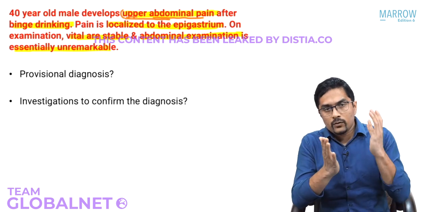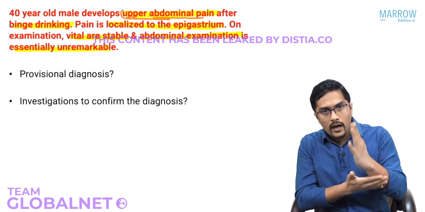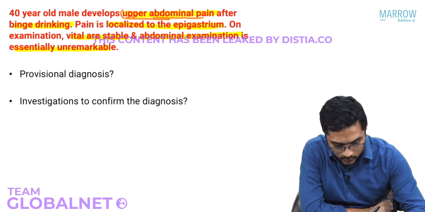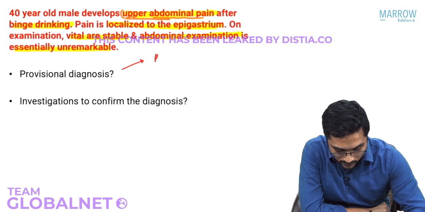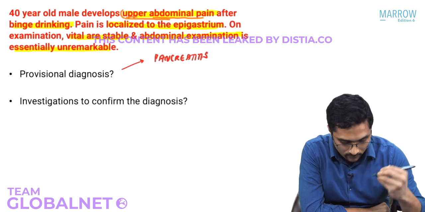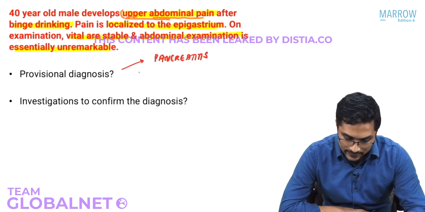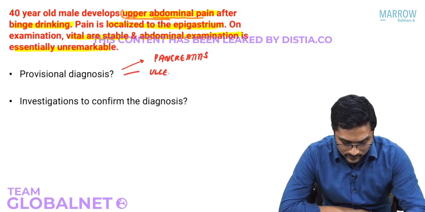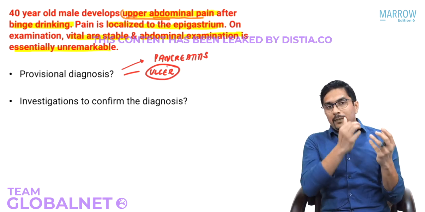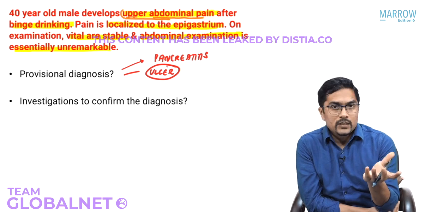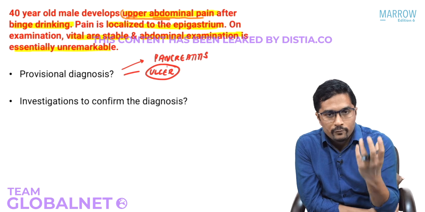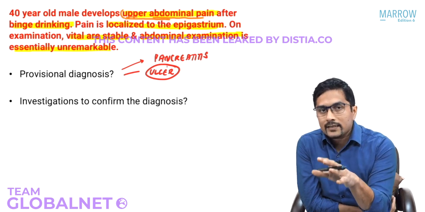What do you think? So you have a patient who's been drinking, with upper abdominal pain, epigastric pain. What all would you think about? So we will think about pancreatitis. Can it again be an ulcer? Could be, but more likely pancreatitis, because the abdominal examination is essentially unremarkable except for the pain. So the pain is out of proportion to the clinical signs seen.